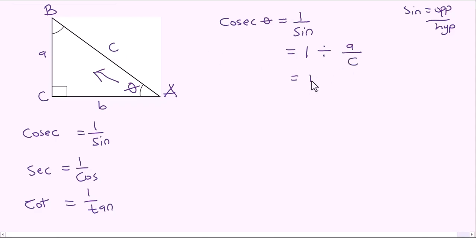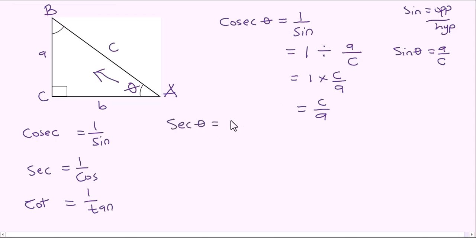Then we can now have 1 multiplied by C, taking the reciprocal, over A, since we have division. When we change this division to multiplication, the denominator goes up, and the numerator comes down. So we're going to be left with C over A. Now, remember that sine theta is opposite, which is A over C. So the reciprocal simply means that we are going to have C over A. So instead of going through the process of 1 divided by the trigonometric ratio, you just flip whatever you have.